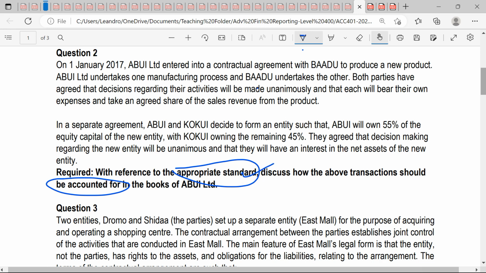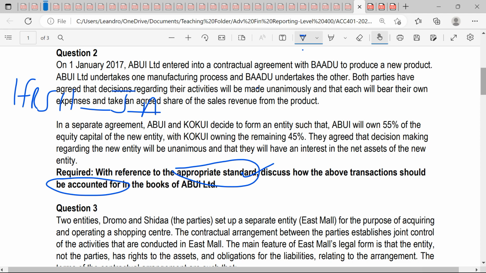You refer to the appropriate standard, and when you read the question, contractual agreement to produce a product, undertaking one manufacturing process, you know it is IFRS 11, joint arrangement. Then you must go on and classify. And then the classification is whether you have a joint control, whether you have a joint venture or a joint operation. Now, when you indicate that the arrangement is a joint arrangement per IFRS 11, you might want to just explain what a joint arrangement is about.